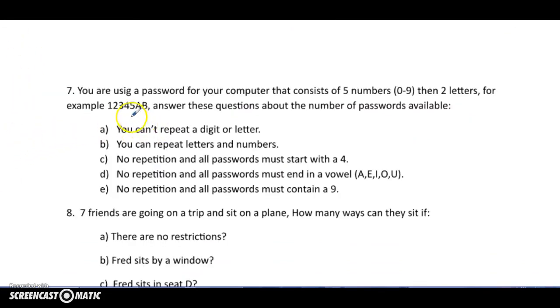Let's go to number 7. These are good questions. 1, 2, 3, 4, 5, A, B. So it's a password. You can't repeat a digit or letter. So you have five numbers, 2 letters in that order. You can't repeat a digit or a letter. So if you go numbers, you would have 10 options for the first one, 9, then 8, then 7, then 6. Okay, and then for letters, it would be 26 and 25.